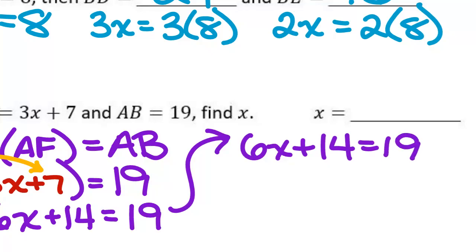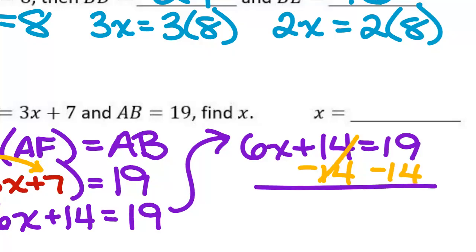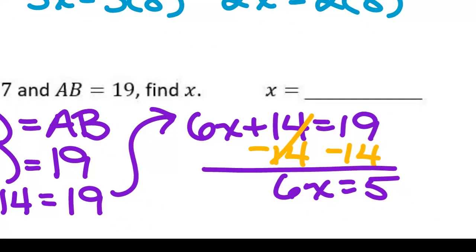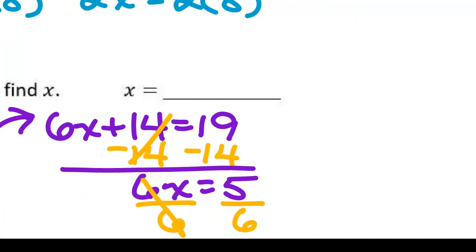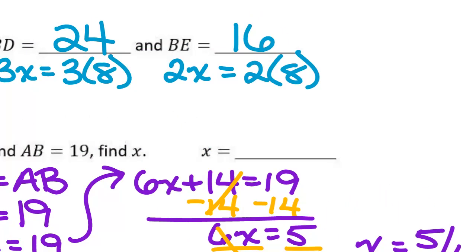What do I do now? Subtract 14 from both sides. What is 19 minus 14? 5. And now what do I do? Divide by 6 on both sides. Does 6 go evenly into 5? So we can leave our answer as 5 over 6.